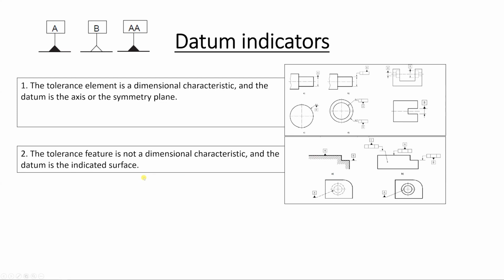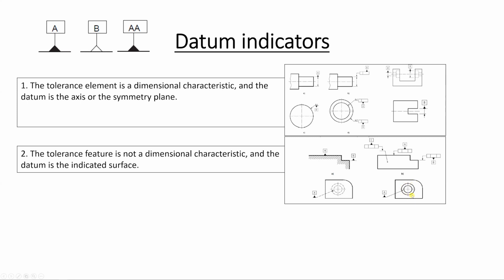For our second example, the datum is a feature that is not a dimensional characteristic. It's on the indicated surface. For example, it can be represented like this, it can be represented like this. Also, this is correct from this side. This is very important. Keep an eye out for this, because this can be confusing.